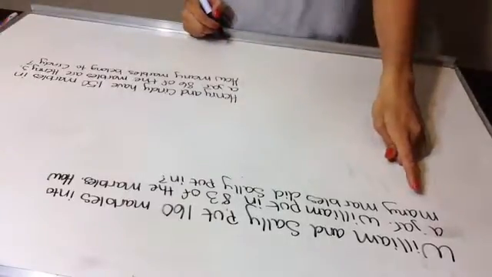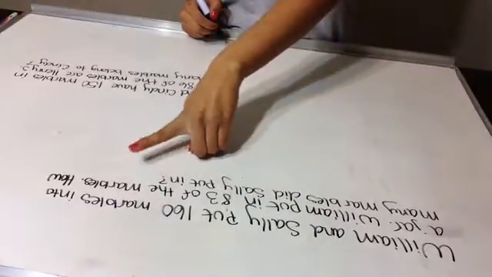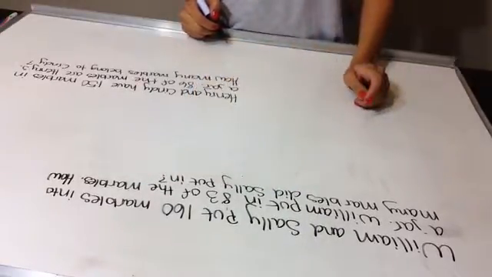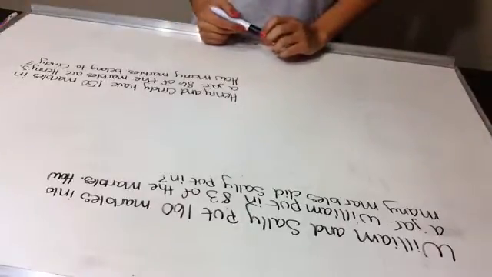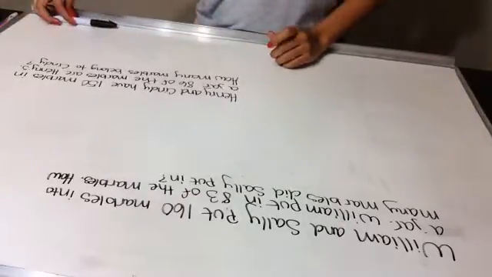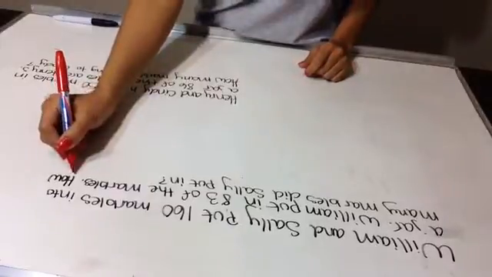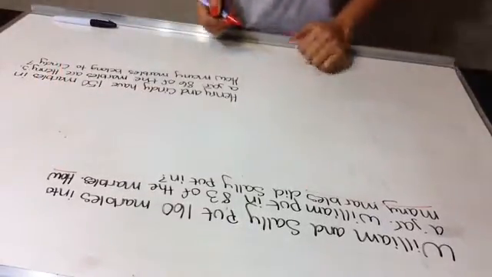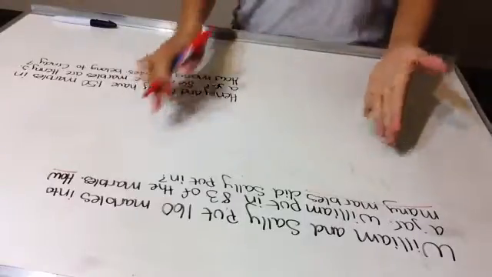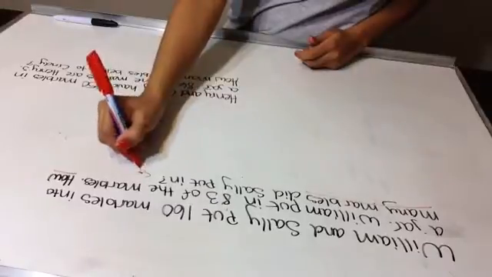The first one we have: William and Sally put 160 marbles into a jar. William put in 83 of the marbles. How many marbles did Sally put in? So let's look at what the problem is asking us. It wants to know how many marbles. So from this question, we know that we are going to need to subtract.